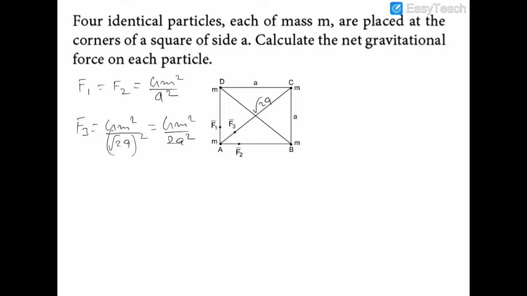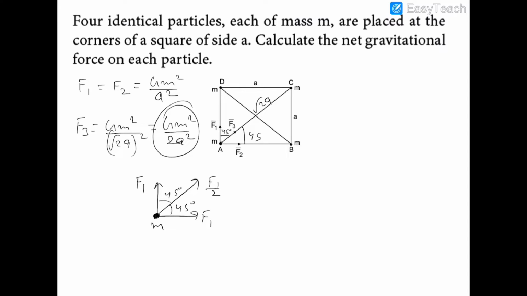Now you can see that this angle is 45 degrees and this is 45 degrees. So if we draw the free body diagram of this mass, then this is F1, this is F1, and this is F1 by 2. You can see that F1 is equal to G m square by a square and F3 is G m square by 2a square. So it is F1 by 2. This is 45 and this is 45.